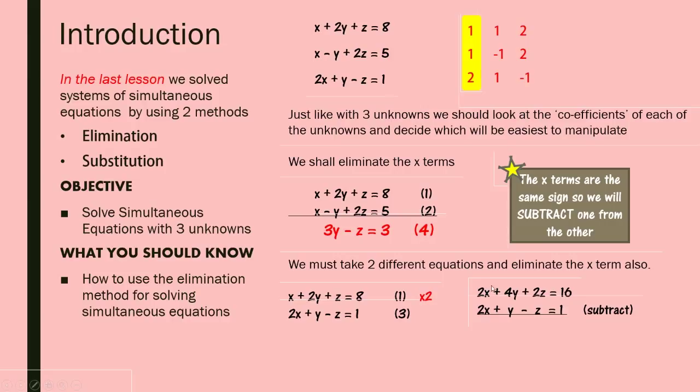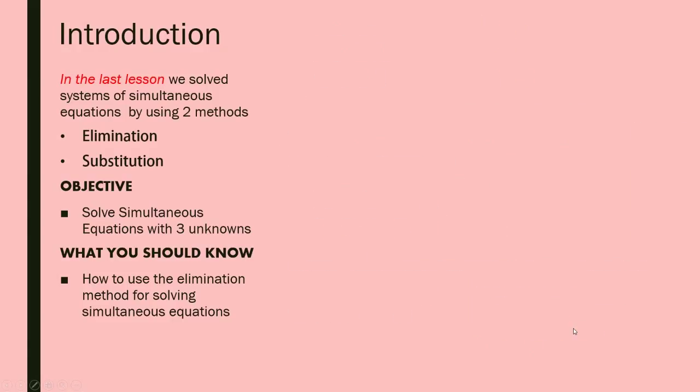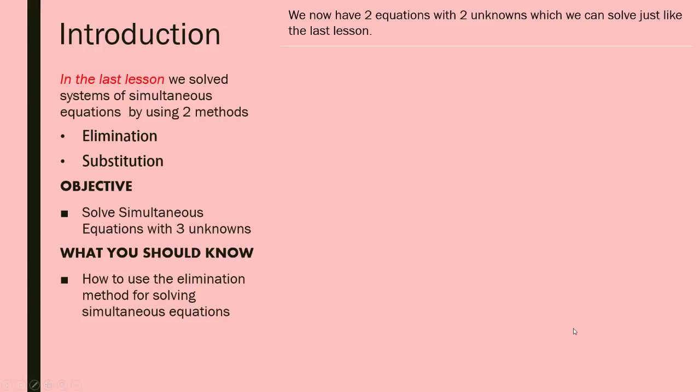So 2x minus 2x is nothing, 4y minus y is 3y, 2z minus z, always be careful of that. The take away minus gives us a plus, gives us plus 3z, and 16 take away 1 gives us 15. This gives us another equation just with y and z. Now the question is just like before with our two unknowns. With two equations with two unknowns, we're going to just solve it like the last lesson.